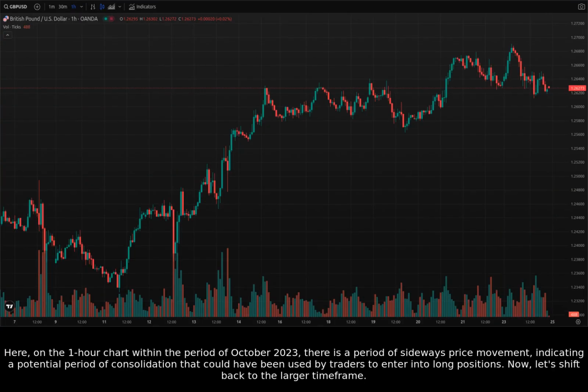Here, on the 1-hour chart within the period of October 2023, there's a period of sideways price movement, indicating a potential period of consolidation that could have been used by traders to enter into long positions. Now, let's shift back to the larger time frame.